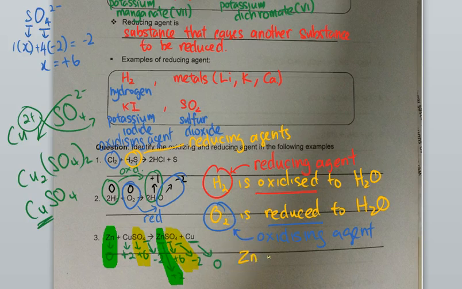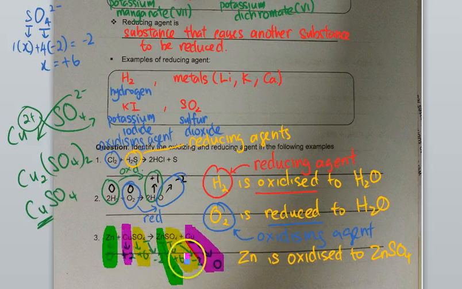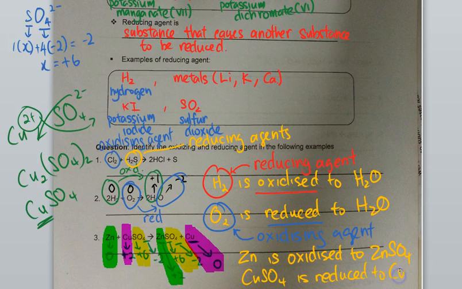Zn is oxidized to ZnSO4. Okay, we also know that copper goes from +2 to 0, so this is actually reduced because it's a decrease in oxidation state. So we know that CuSO4 is reduced to Cu.